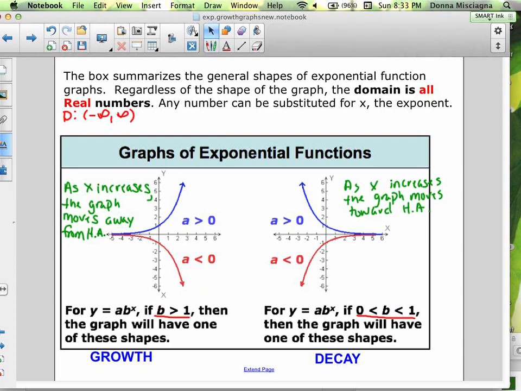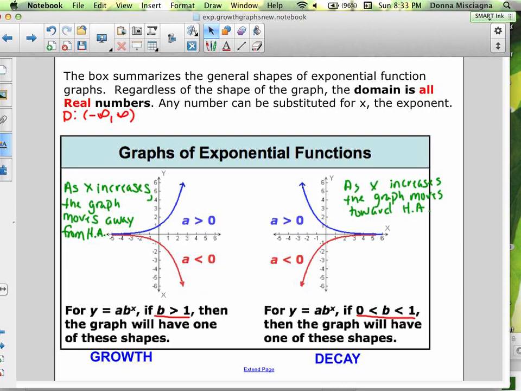Right? On the left-hand side, we have exponential growth. As x increases, the graph moves away from the horizontal asymptote. I have that written in your notes. That's what's going to be the key for growth. Is it moving away from the x-axis? Is it moving away from the horizontal asymptote?